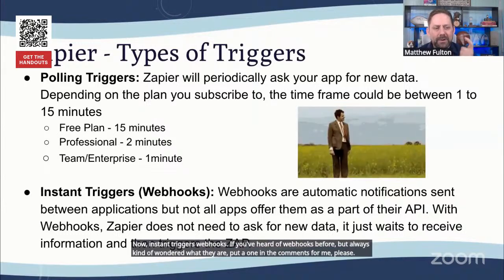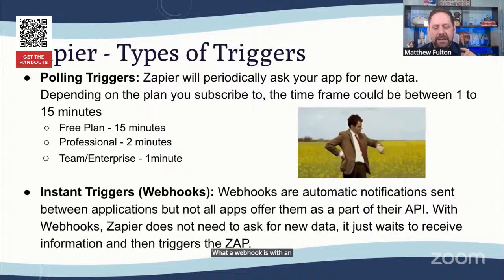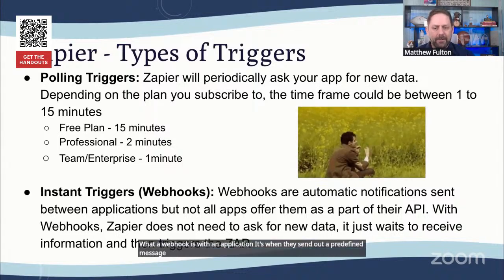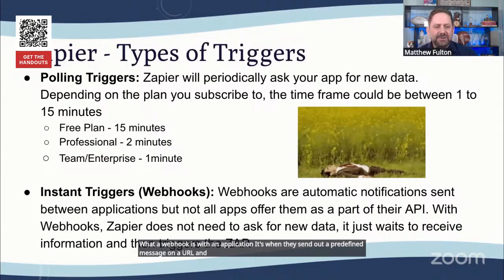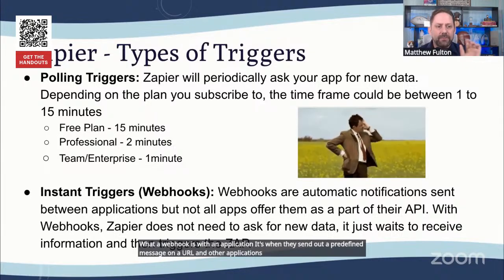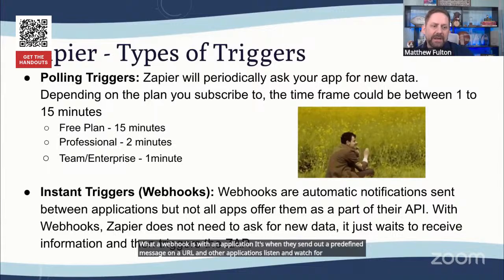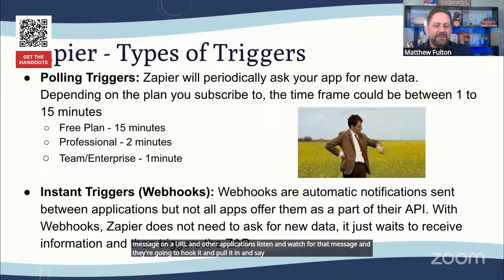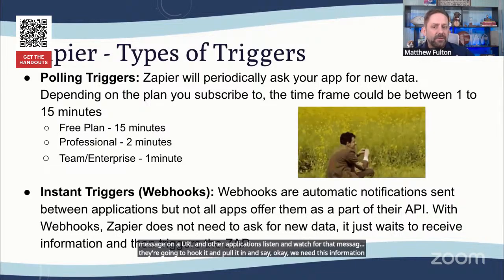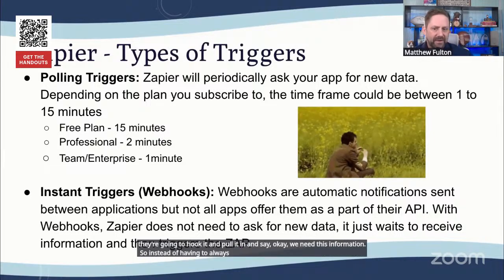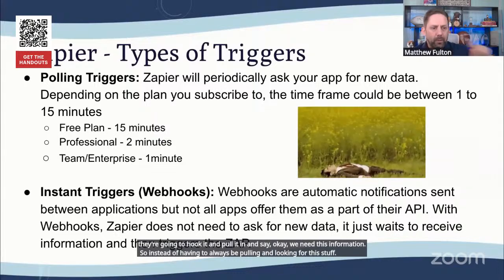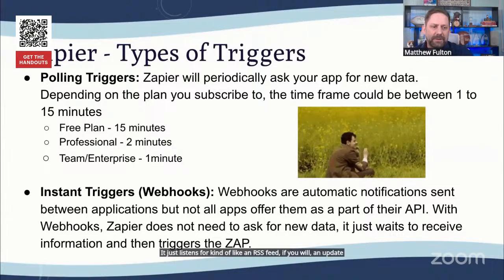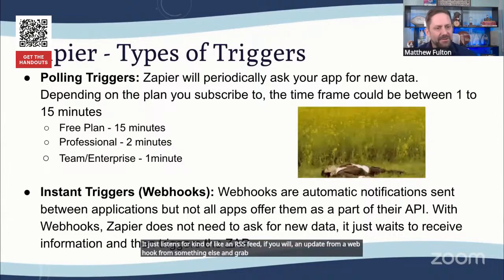Now, instant triggers, webhooks. What a webhook is with an application, it's when they send out a predefined message on a URL and other applications listen and watch for that message, and they're going to hook it and pull it in and say, okay, we need this information. So instead of always having to pull and look for this stuff, it just listens, kind of like an RSS feed, if you will, for an update from a webhook from something else, grabs it, and then takes that as an action. Does that make sense, Dan?